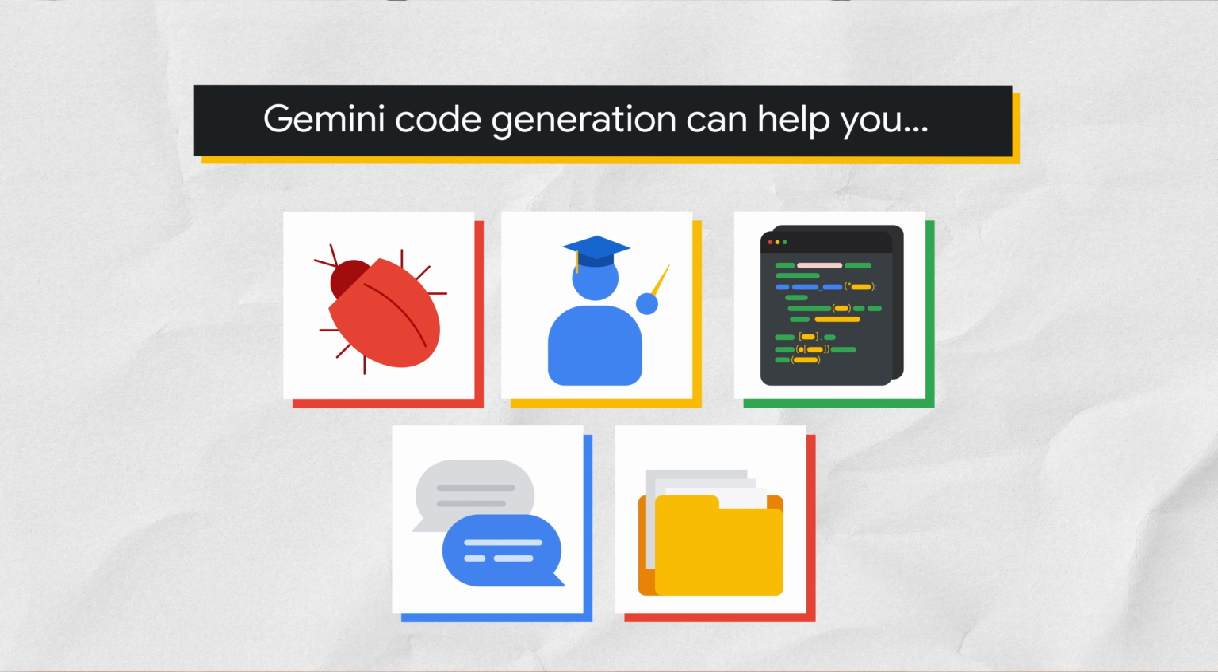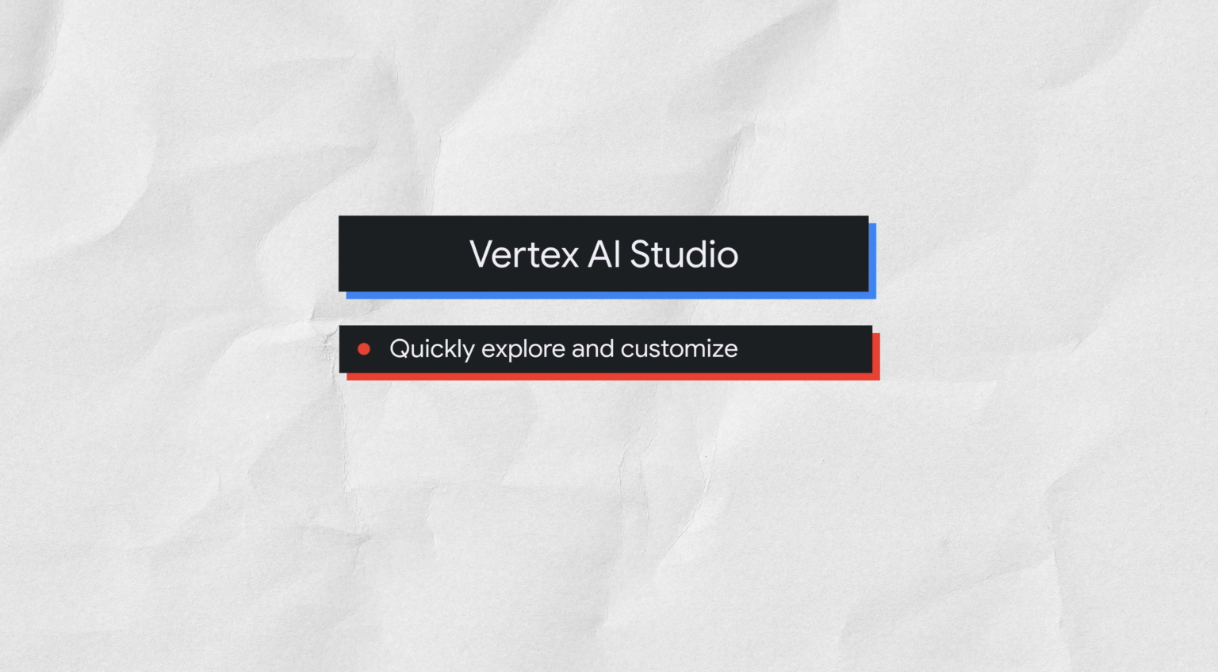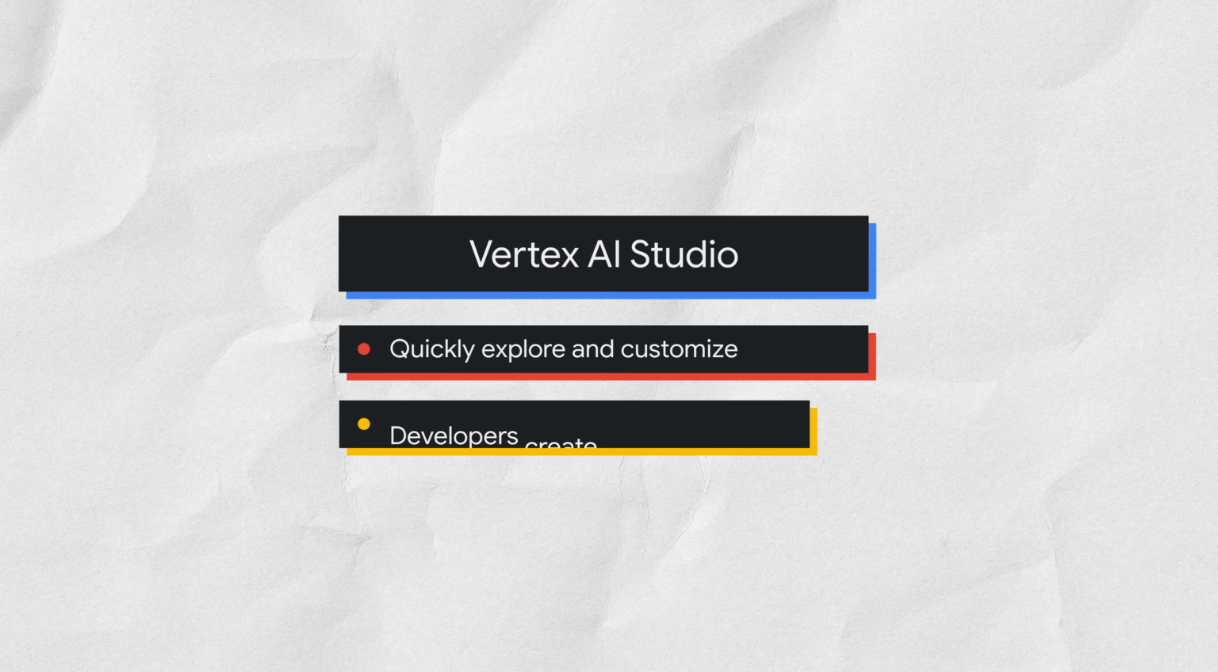I'm going to tell you about 3 other ways Google Cloud can help you get more out of generative AI. The first is Vertex AI Studio. Vertex AI Studio lets you quickly explore and customize generative AI models that you can leverage in your applications on Google Cloud. Vertex AI Studio helps developers create and deploy generative AI models by providing a variety of tools and resources that make it easy to get started.